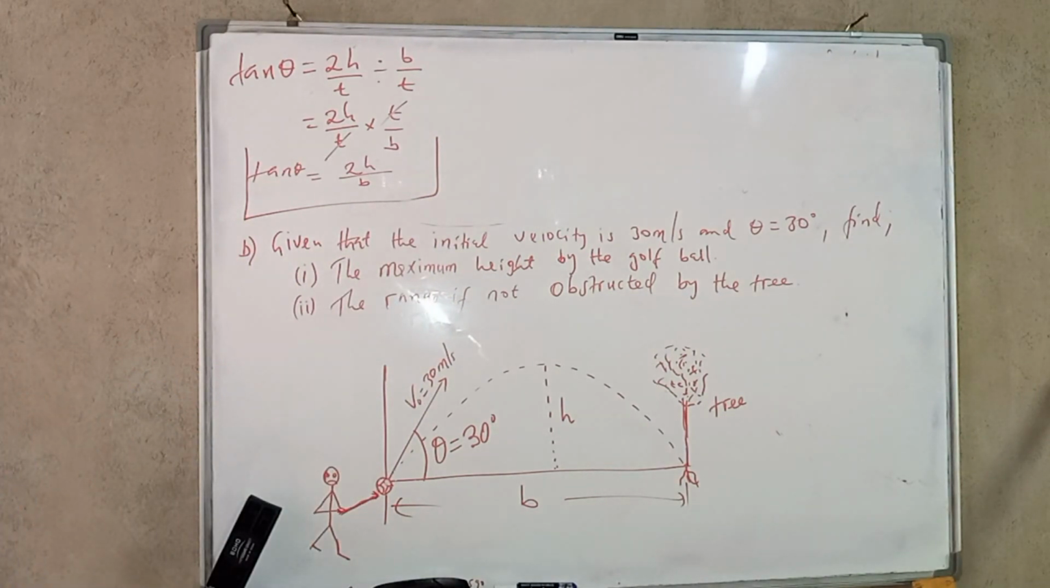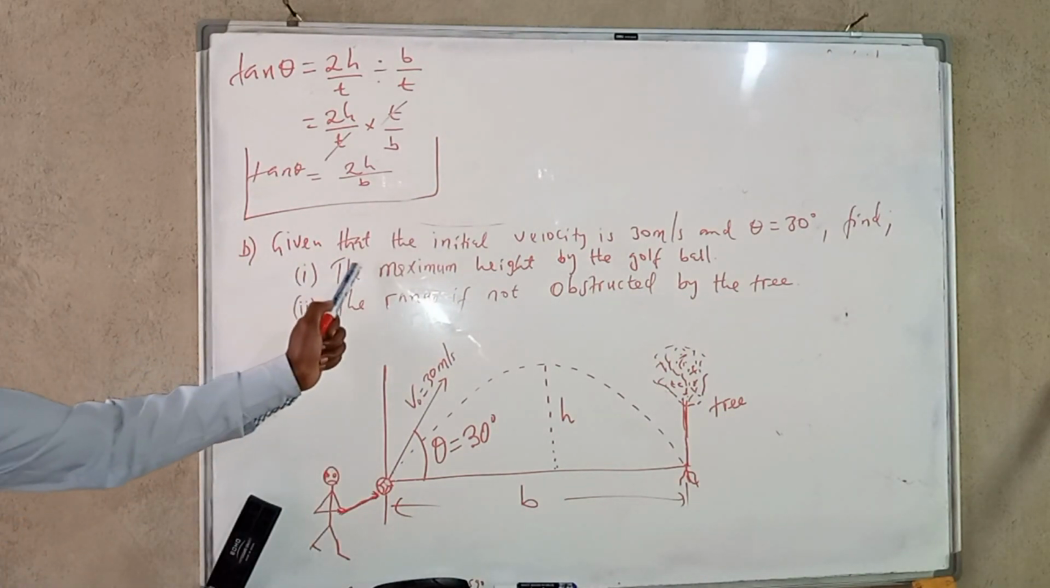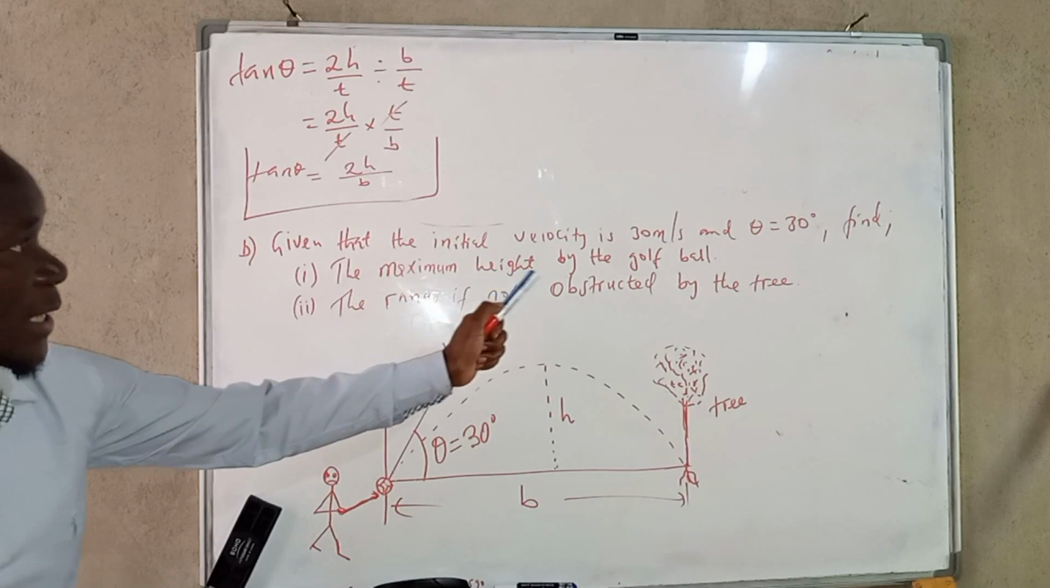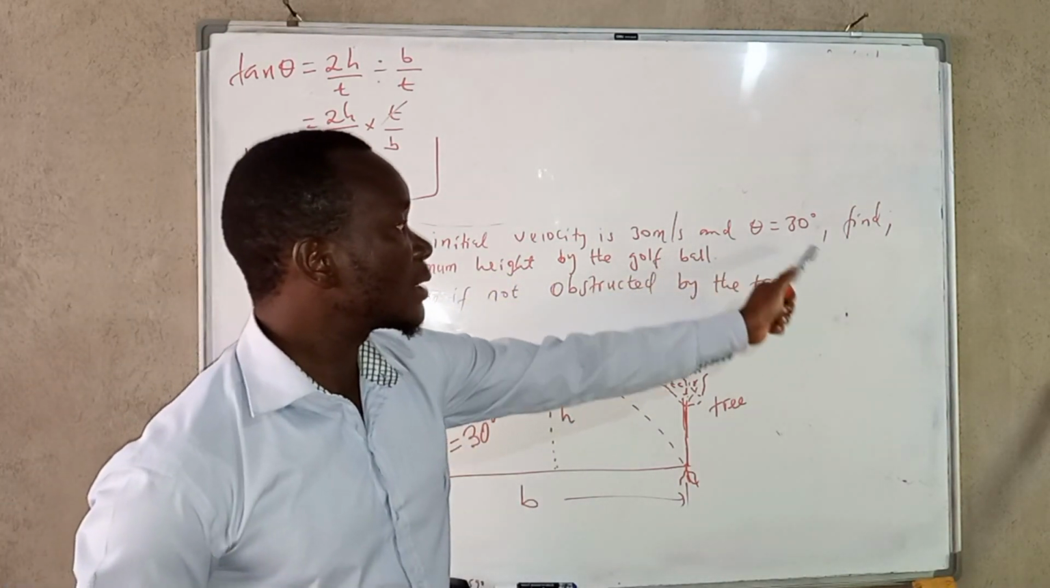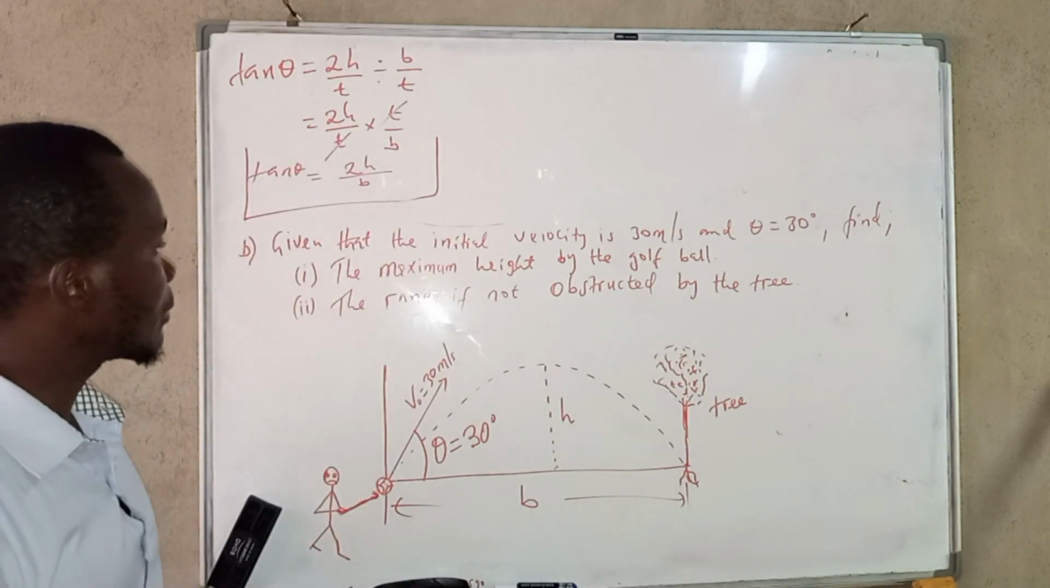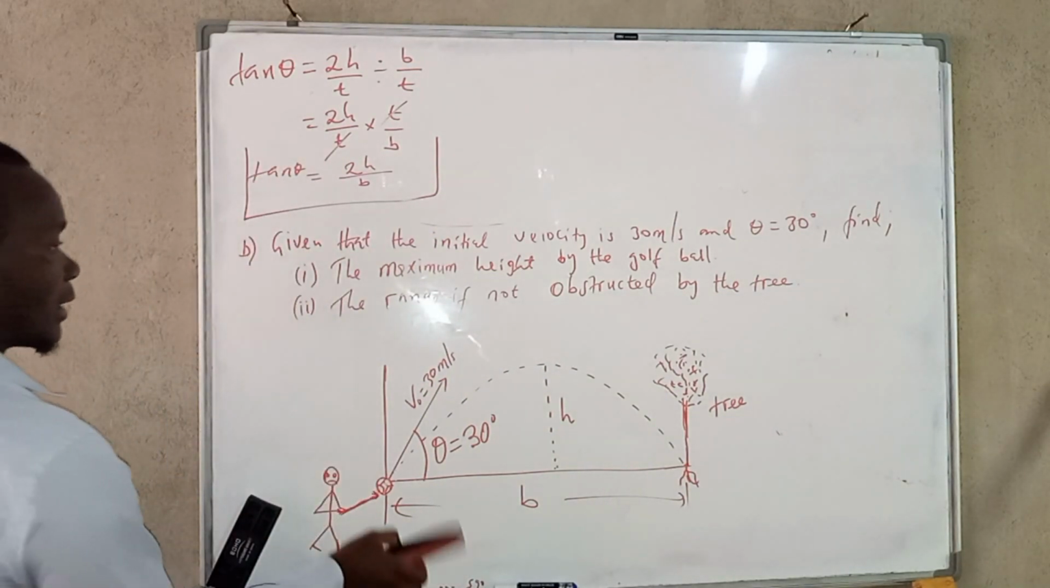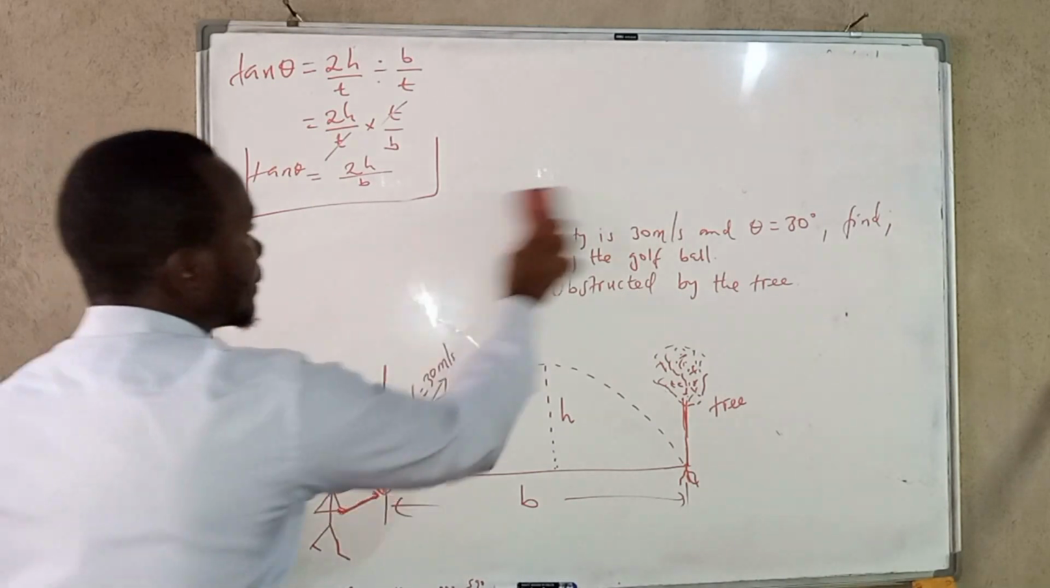So this is the expression. Now we are trying to say, if the initial velocity is 10 meters per second and the angle is 30 degrees, find one, the maximum height and the range. So let me erase this.